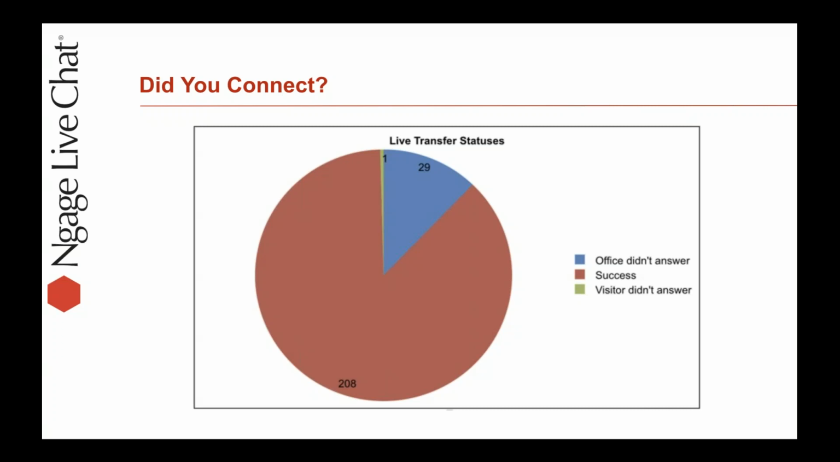So if you're seeing a lot of office didn't answer in your infographic, that's definitely something that you want to be talking to your account rep about so that they can look into why these calls might be failing. Because most of the time, it's not anything nefarious. It's not somebody deliberately picking up the calls and hanging up. It's usually just a gap in communication somewhere, and this can help you identify where that gap might be.